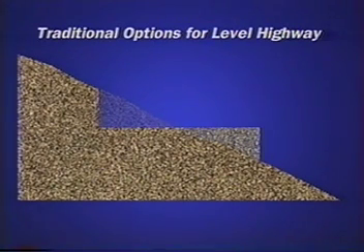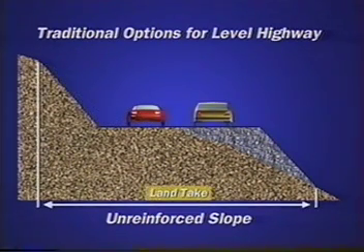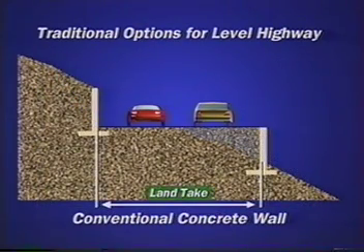Traditionally, engineers have two options. One is to create an unreinforced slope by battering back the soil to a slope angle at which it is stable. This option takes up large amounts of land and can cause slope damage. The other is to construct vertical cast-in-situ concrete walls to retain the unstable mass of soil. In this case, the land take is much less.